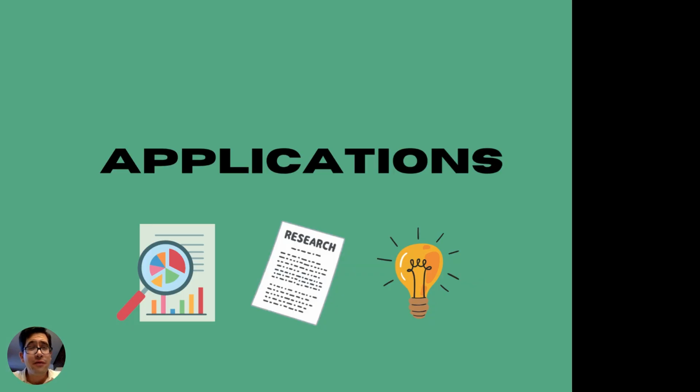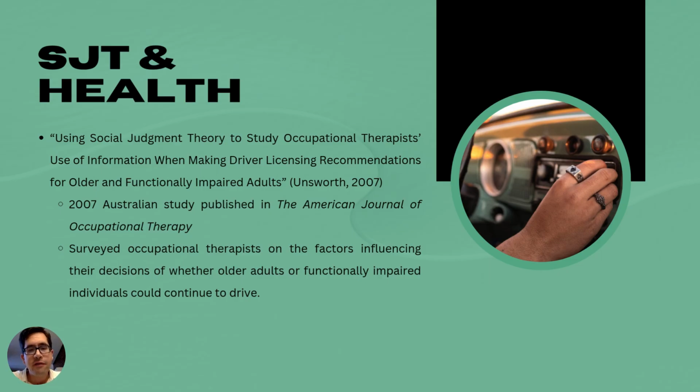I'm now going to go over 3 different applications of the theory that I found in my research. The first is social judgment theory and health-related matters. When completing the APA research activity assignment earlier this semester, I stumbled upon research titled Using Social Judgment Theory to Study Occupational Therapists' Use of Information when Making Driver Licensing Recommendations for Older and Functionally Impaired Adults. This 2007 Australian study, published in the American Journal of Occupational Therapy, surveyed different occupational therapists in their region of Victoria, Australia, on factors influencing their decisions of whether older adults or functionally impaired individuals could continue to drive.